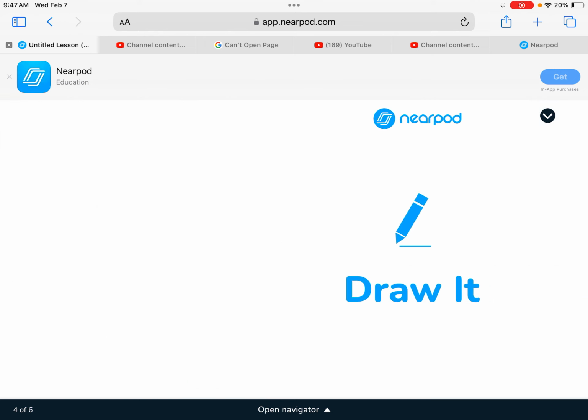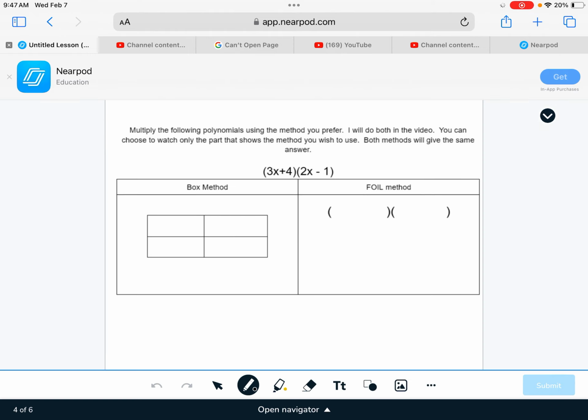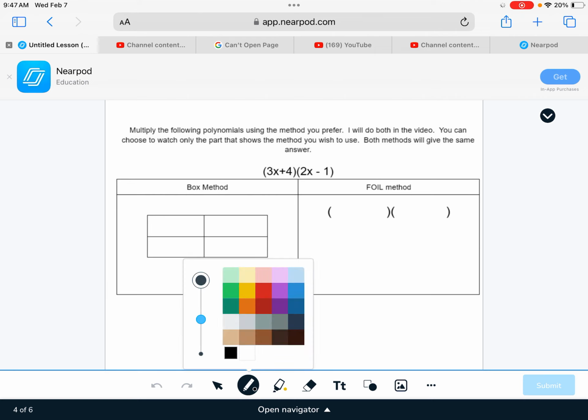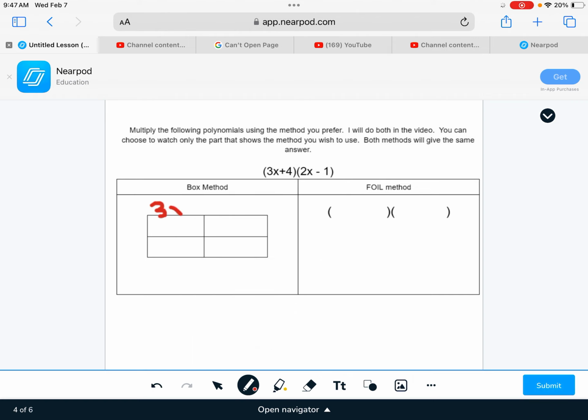As I solve these, I'm going to be showing you both methods. I'd like for you to follow along on the next two, and the last one is going to be an example. So here, I've got some interesting stuff. I've got 3x plus 4. Again, the 3x gets its own spot. The plus 4 gets its own spot. I've also got the 2x and the minus 1.